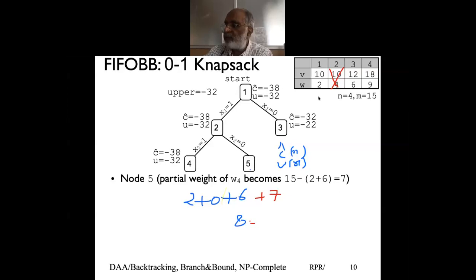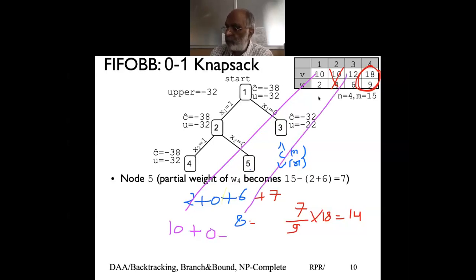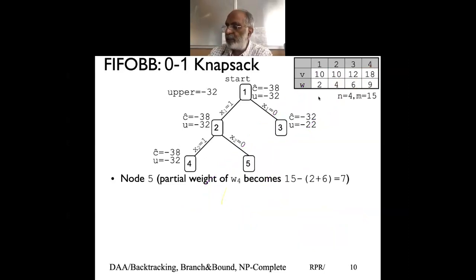When I take weight 7 from here, the value I get is 7 by 9 into 18, which is 14. So I get 14 value from item 4. And what is the value I get? First item gives me value 10. Second is not included, so value 0. Third item gives me value 12. And fourth item gives me value 14. So this becomes 36. And since we are taking negative, it becomes minus 36. Absolutely fine. And this is what we basically get for C hat at X, minus 36.